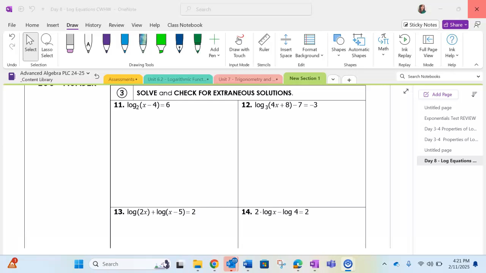Okay, this is Unit 6.2. We're still on Day 8 classwork. This is the second part of solving logarithms.